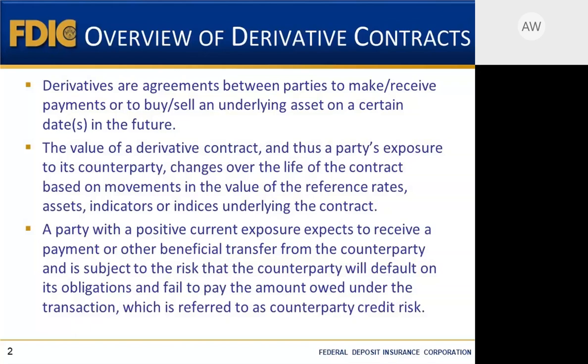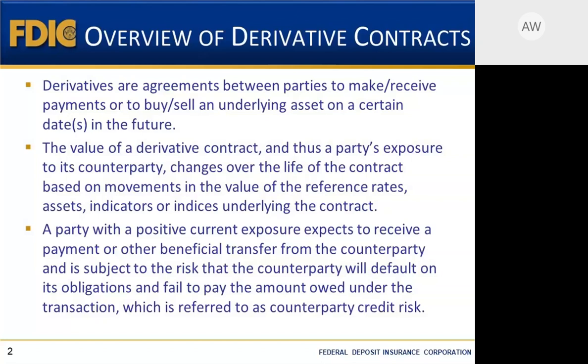The value of a derivative contract and thus a party's exposure to its counterparty changes over the life of the contract based on the movements in the value of the reference rates, assets, indicators, or indices underlying the contract, sometimes referred to as reference exposures. A party with a positive current exposure expects to receive a payment or other beneficial transfer from the counterparty and is considered to be in the money.